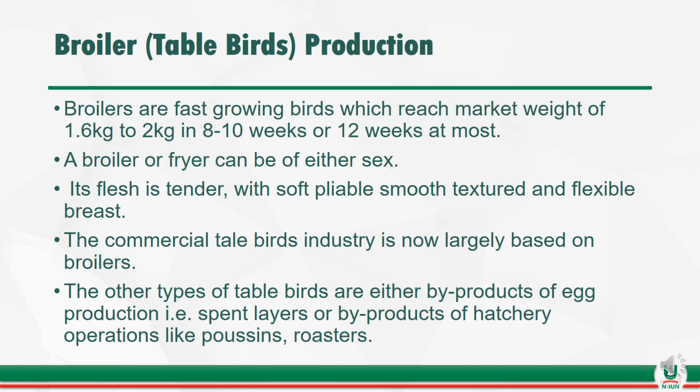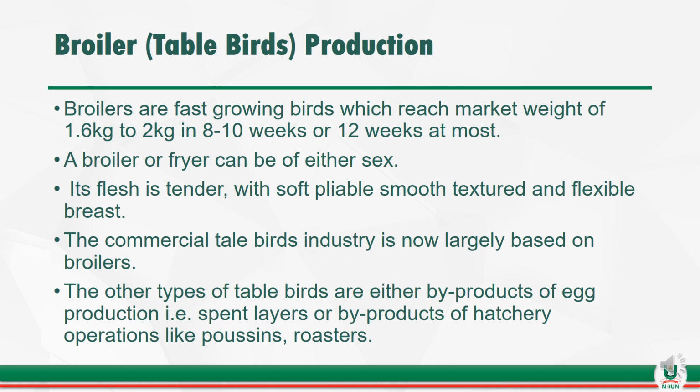Now let us go to the second aspect of our discussion today, and that is broiler production. How do you manage broilers? What are broilers? Broilers are fast growing birds which reach market weight around 1.6 kilogram to 2 kilogram within 8 to 10 weeks. Some may be extended to around 12 weeks, although not advisable. Normally, it should be between 8 to 10 weeks, and they would have gained around 2 kilogram of weight.